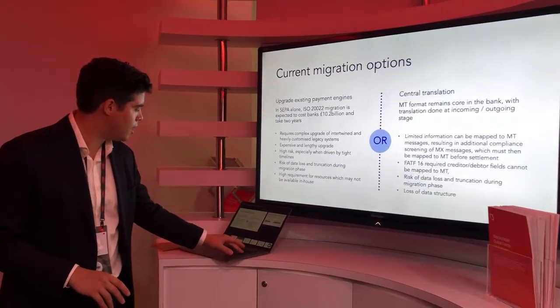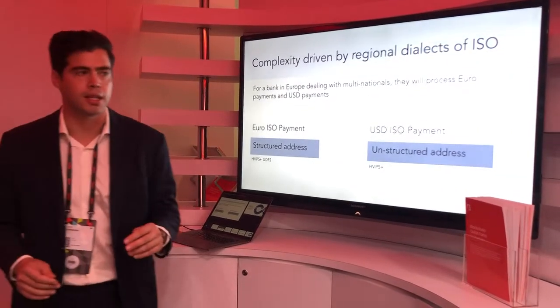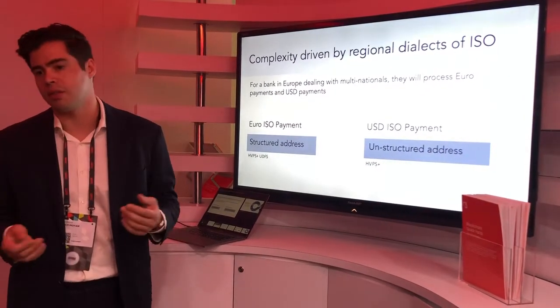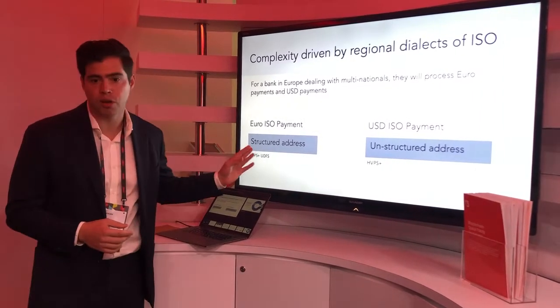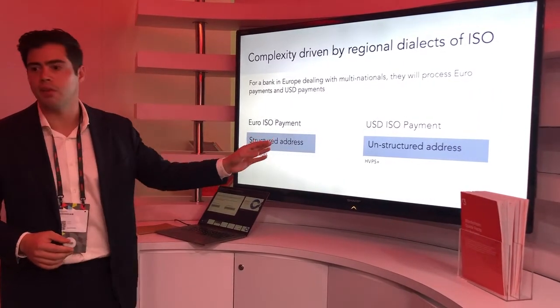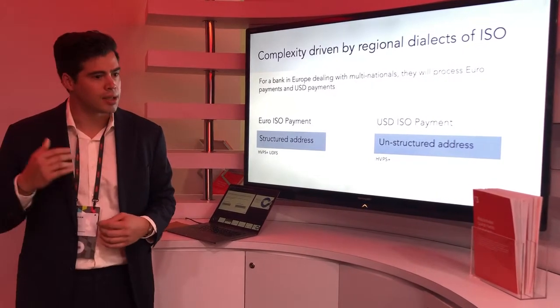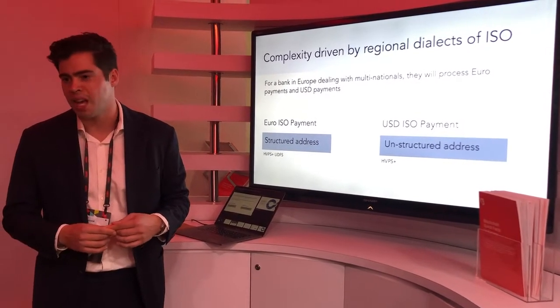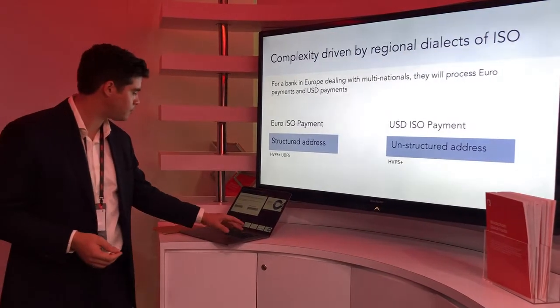So what we're looking at is a way to solve some of these complexities. Even within ISO, there's different dialects. In the European version, you've got structured addresses, and in the USD version, there's unstructured addresses. That'll cause challenges with sanction screening and a range of other processes that have to happen, which will lead to higher cost US dollar payments.